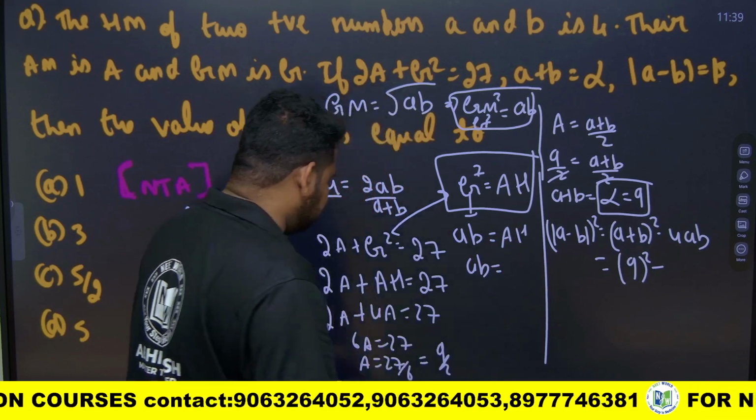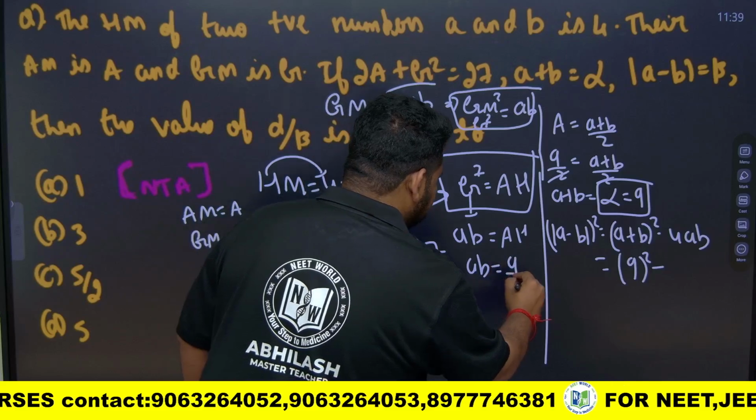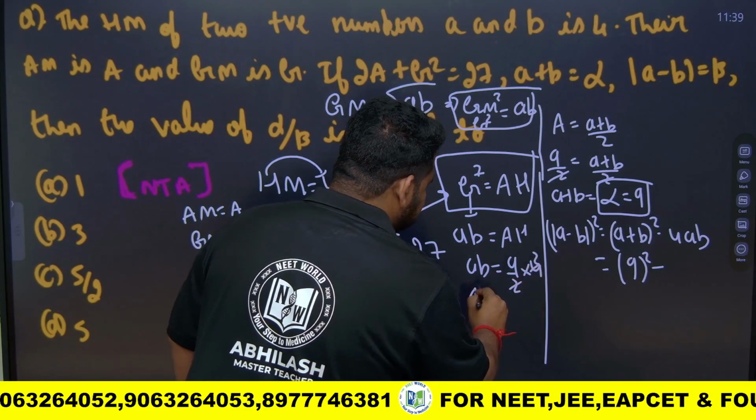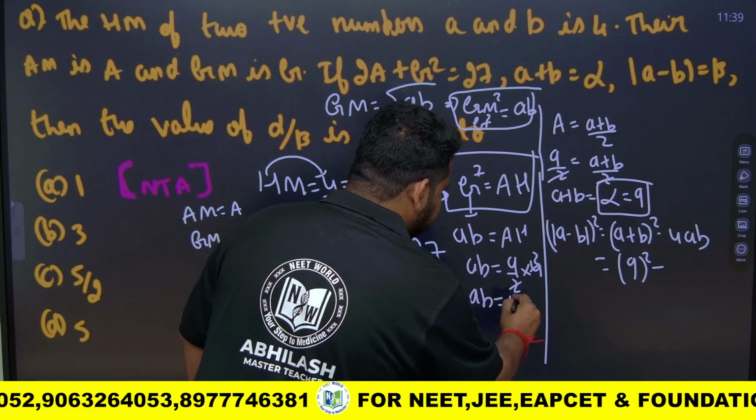A, what is the value we got? We got 9 by 2. H, what is the value that is given? 4. The 2 cancels. So AB is equal to 9 twos are 18. We will get it as 18.